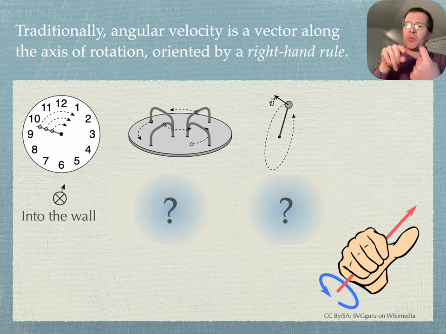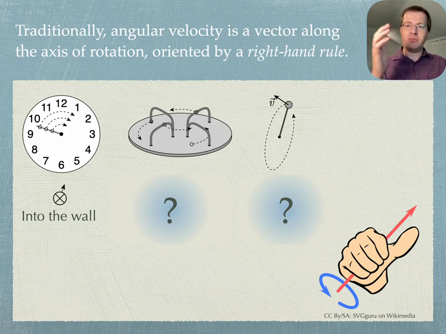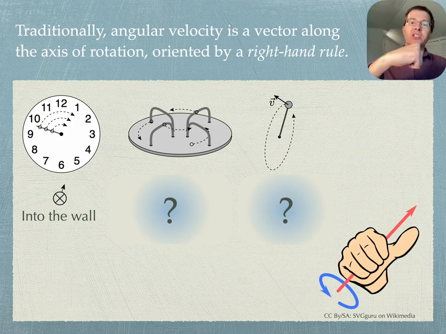And then how do we decide whether it's in or out? Well, this is where we use a right-hand rule. You take the fingers of your right hand, not your left hand, sorry left-handed people, we're discriminating. You point the tips of your fingers following that second hand around the clock as it goes. As you follow around, you stick out your thumb and it points into the wall, into the screen here. That's the right-hand rule telling you that the angular velocity vector, in the traditional form, points into the screen.